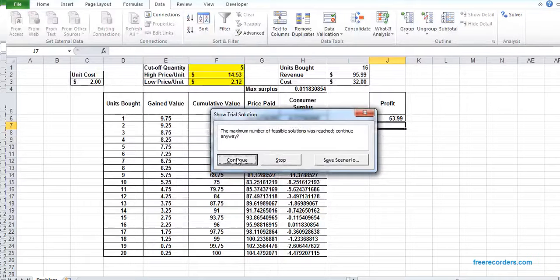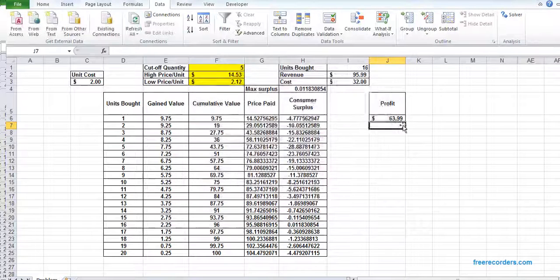we see the results there. We can continue if we want, but if we stop, we can do that. So if we stop, we get the result of this model.